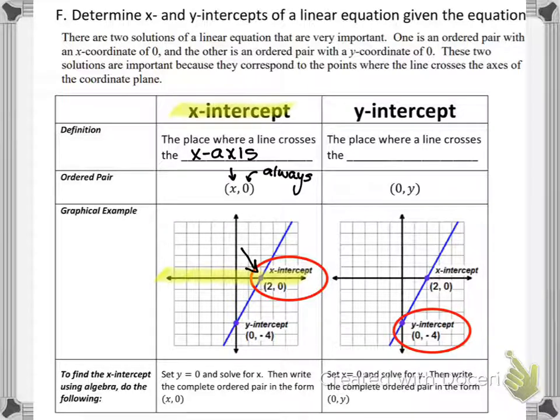What about the y-intercept? So the y-intercept is the place on the graph where the line crosses the y-axis. So here's the y-axis, and this point right here is where that blue line crosses it.